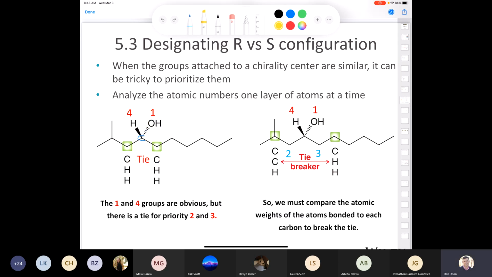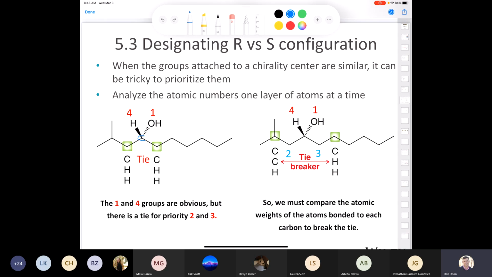Is it R or S? Then it gets more complex. Give me one second here. All right, anyhow, so we have the oxygen, which is the highest priority, right? Oxygen has an atomic number of 8. Good. Then we have the hydrogen. It has the lowest atomic number possible, so it's going to be group number 4.